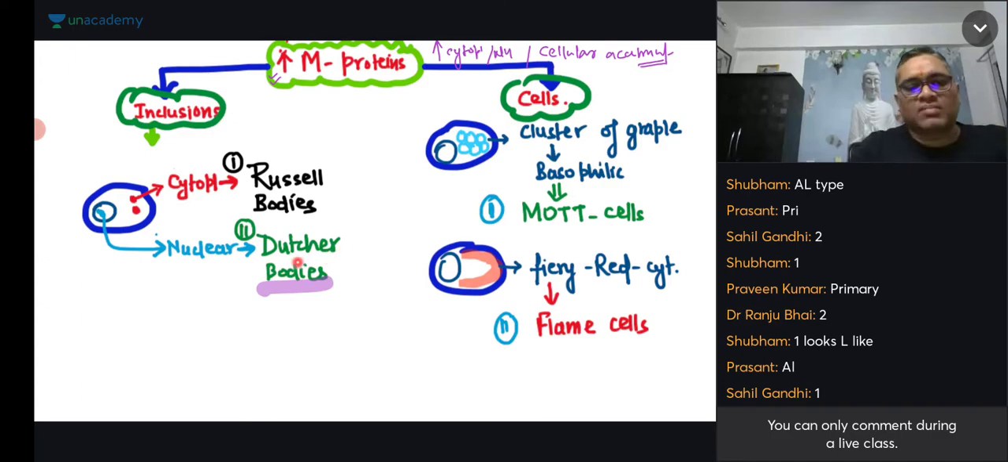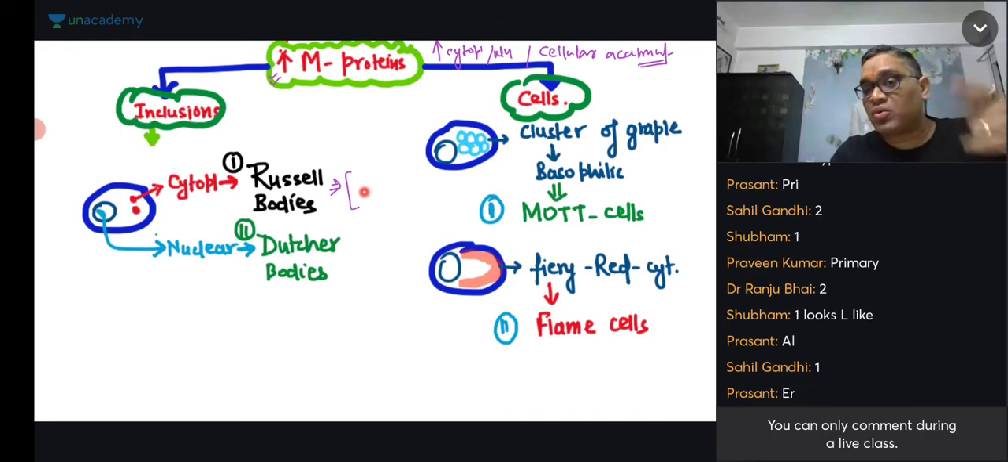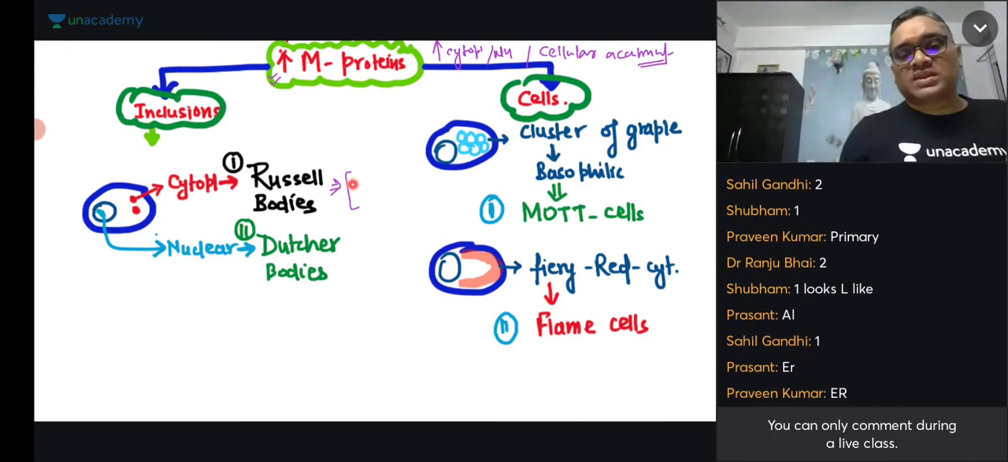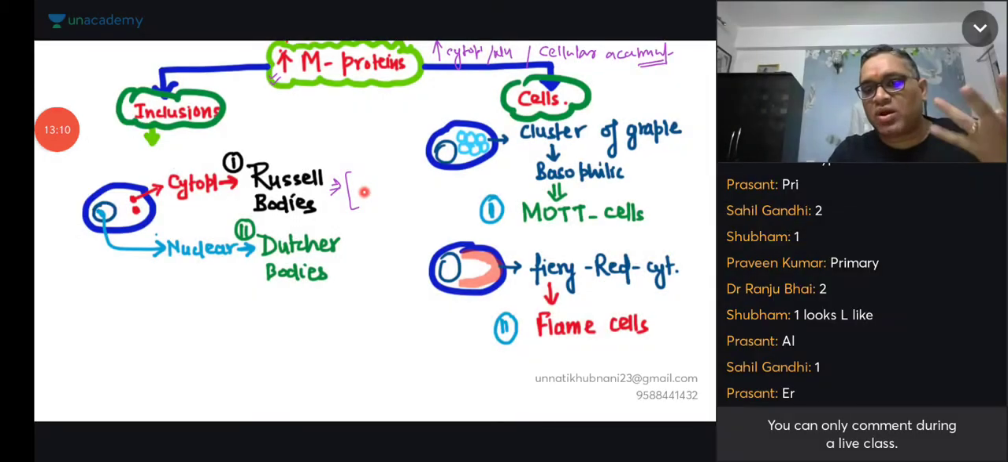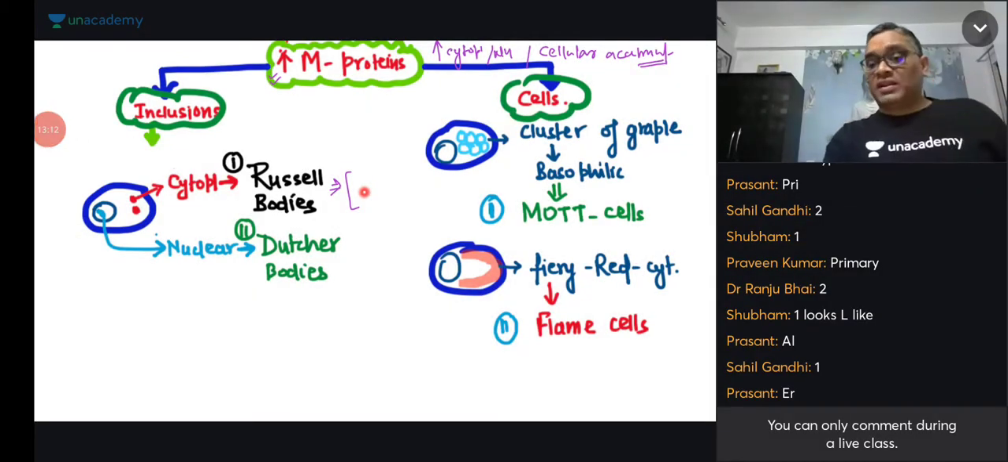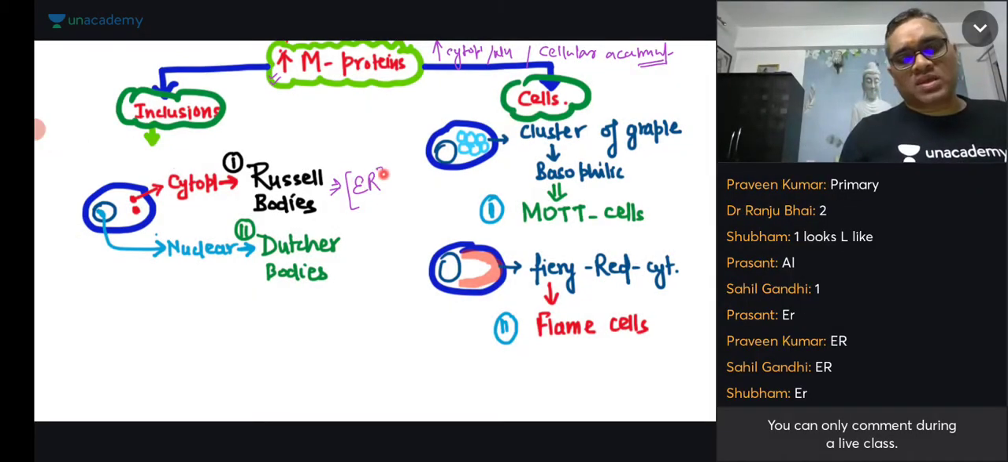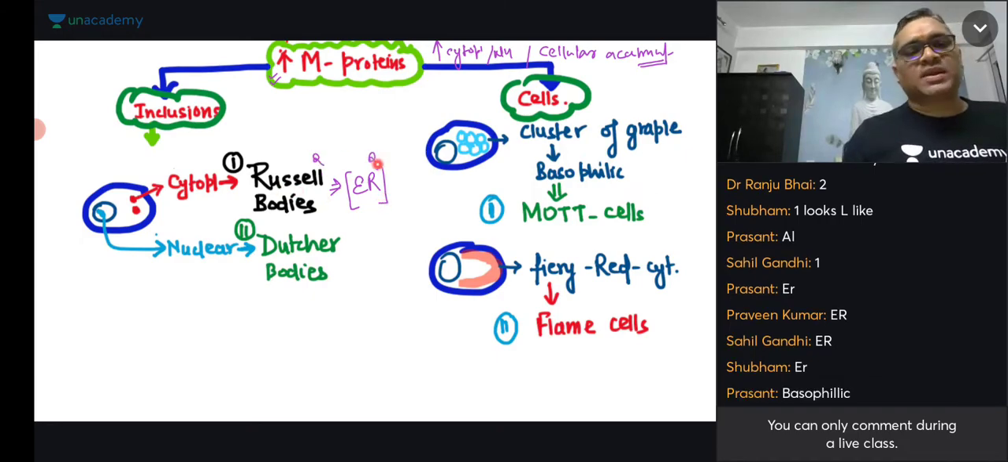Right? Now the question in AIIMS exam was, Russell bodies are most commonly accumulation of the M protein in which organelle? Mitochondria or endoplasmic reticulum? Remember what I have told you. Plasma cells are rich in endoplasmic reticulum. So what is this? Endoplasmic reticulum. So Russell bodies are accumulation within the endoplasmic reticulum of the plasma cells.